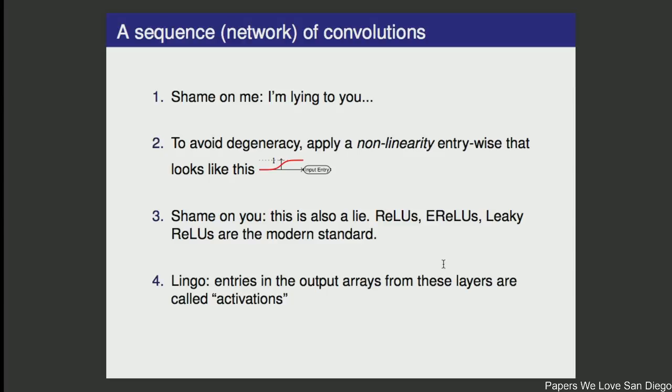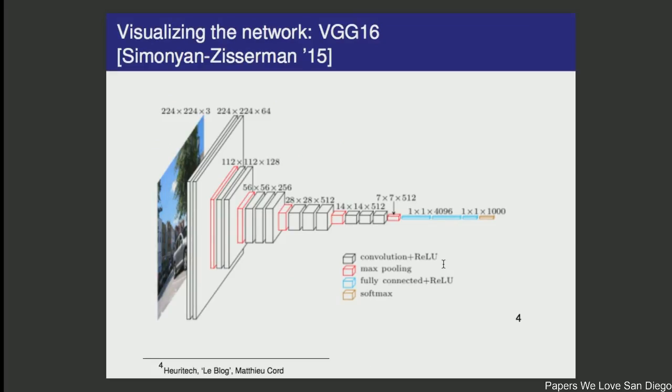Okay, and so the lingo that I've been using here, just to make it a little bit formal, the entries in these output arrays are called activations. How highly a filter is activated by the piece of the image that it moved over. Okay, so let's visualize this network. This network here was developed by Simonyan and Zisserman in 2015 when they were trying to tackle an ImageNet classification problem. So I'll describe that in a moment.